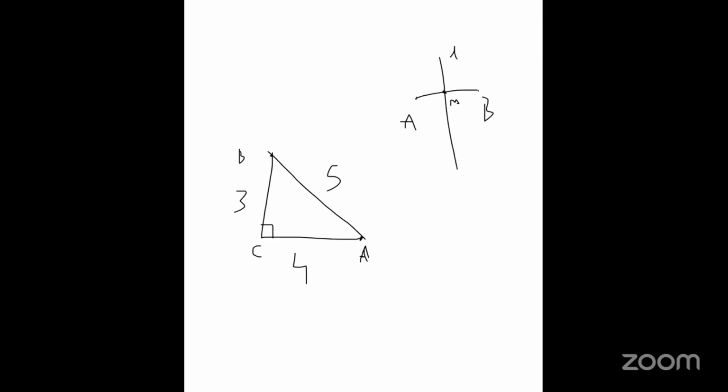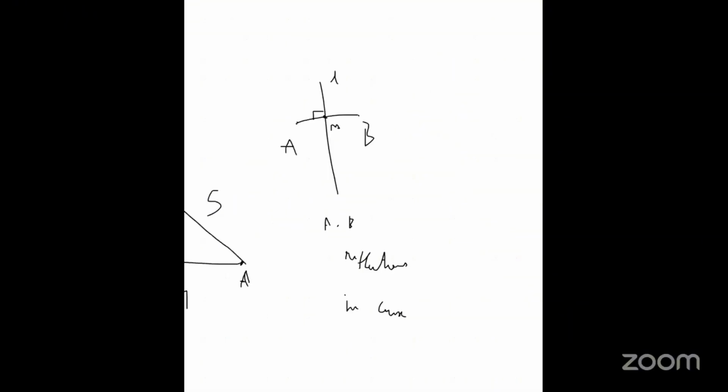So A and B are reflections in the crease, which means the crease has to be the line that passes through their midpoint and is perpendicular. So it should be the perpendicular bisector of AB. So the crease must be the perpendicular bisector of AB.